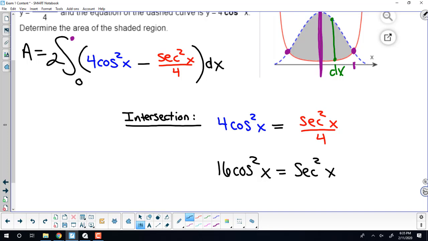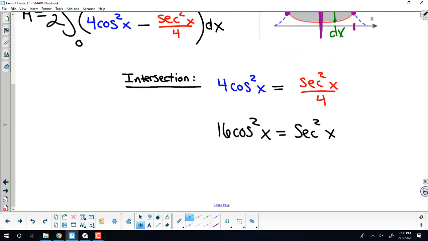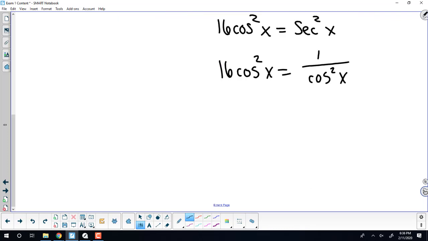cosine over sine. Then we would have cosine and sine floating around. Just say 1 over cosine squared. Yeah, I think that's the best route. That way it's kind of the same function, but what that gives us is this.